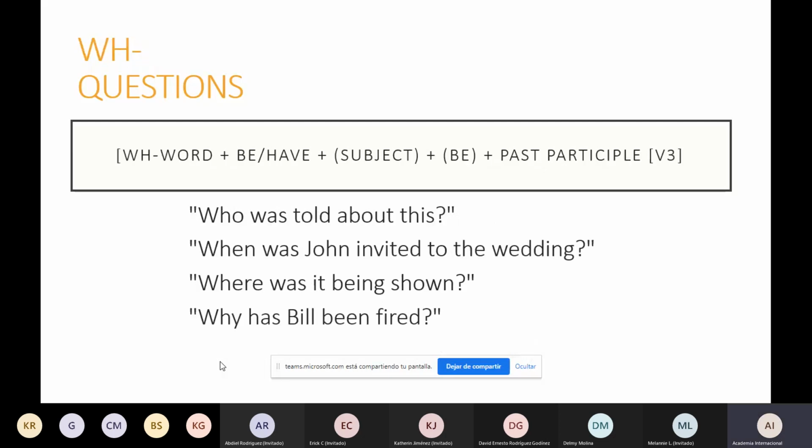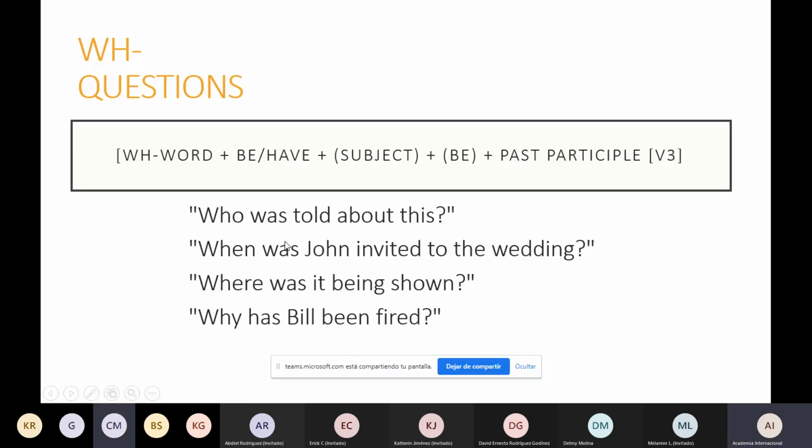In the WH questions, we can include those words at the beginning of the question if we want. Who was told about this? And it's the same. We use the WH word at the beginning, and then we use the question.